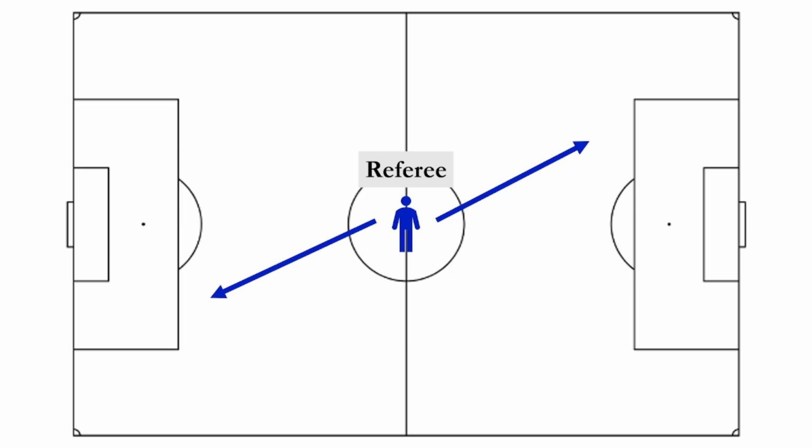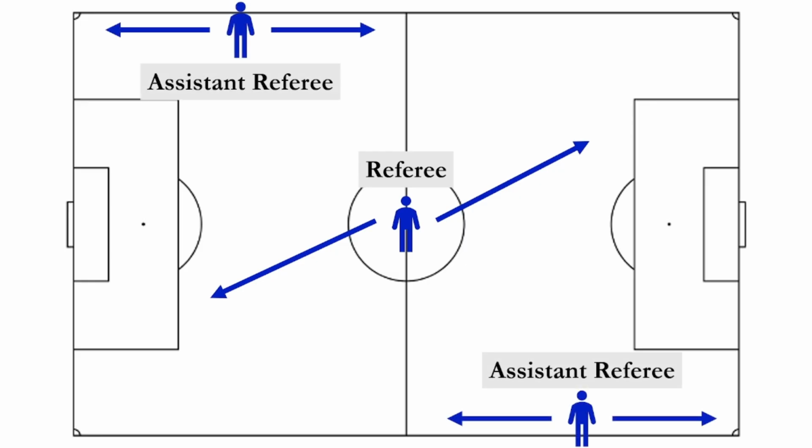They patrol up and down the field, and they actually go in a diagonal, as you can see here, because of the next 2 officials. And those officials are the assistant referees, or the ARs. Each patrol half of the field up and down the sideline.